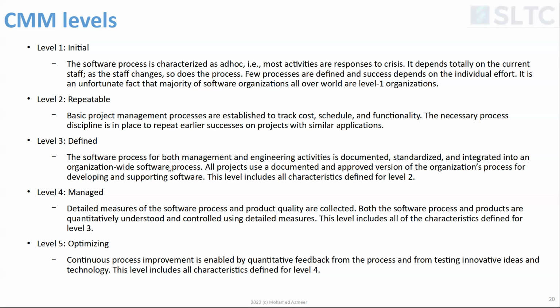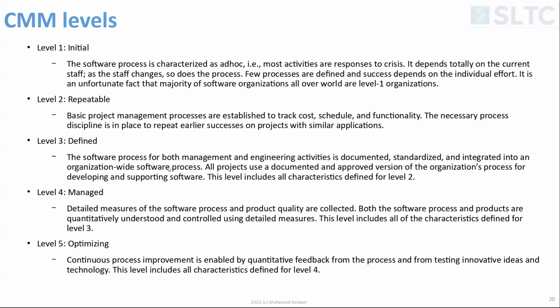And the third one is defined, where you document things. There are standardized things. There is a way of doing things in the organization. So it's an organization-wide software process. Projects use documented and approved versions of the organization process for developing and supporting software. And managed is where you bring in the measurement side. Detailed measures of the software process and product quality are collected. Both the software process and products are quantitatively understood and controlled using detailed measures. The level includes all the characteristics defined for level 3.